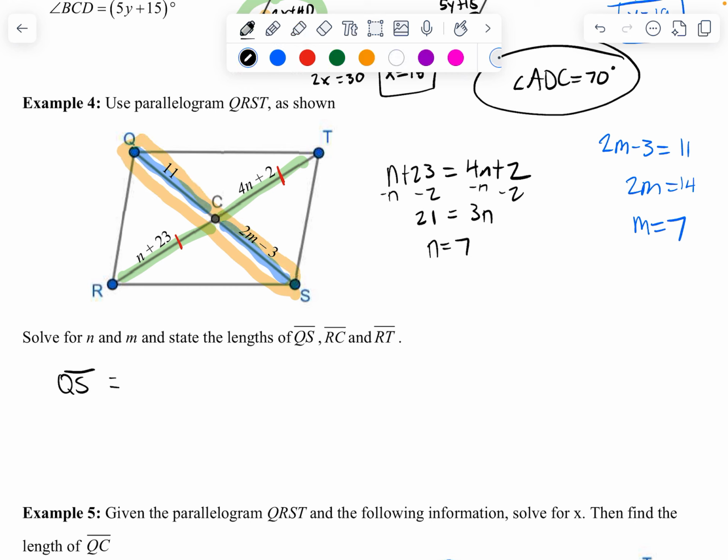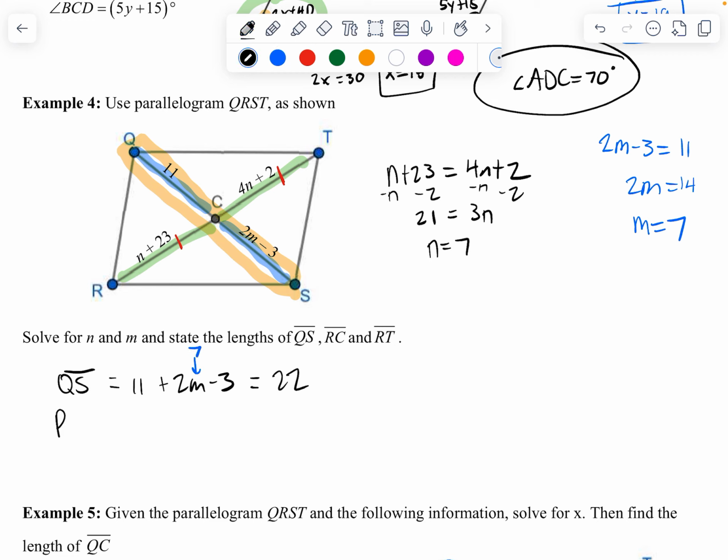right? QS is 11 plus the 2m minus 3. Both of those are the length from Q to S. Now we know what m is, right? We know it's 7. We could literally plug that right in. Fun fact though, because you know those are equal, that's 11 and 11, which means you can also just say 22. But we could plug it in either way, you're going to get the same number. So 2 times 7, 14, 14 minus 3, 11, 11 plus 11, 22. There you go. All right, because you know that is 7.